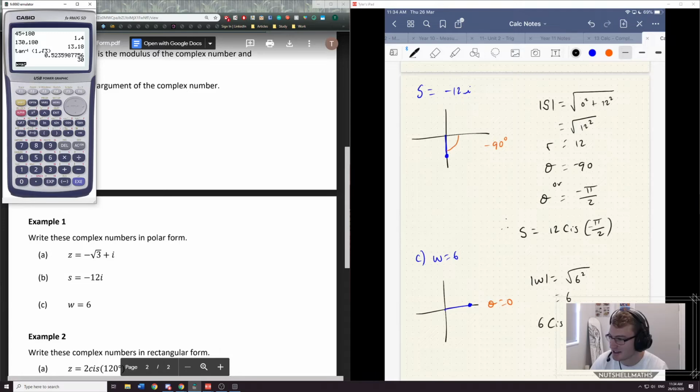Mr. Murray doesn't think it's harder to go the other way. I thought it's harder, but maybe I'm just not as wise. Did you get 6 cis 0?